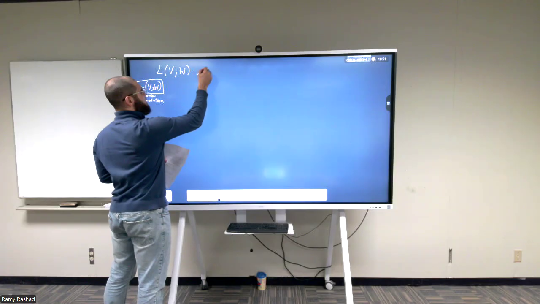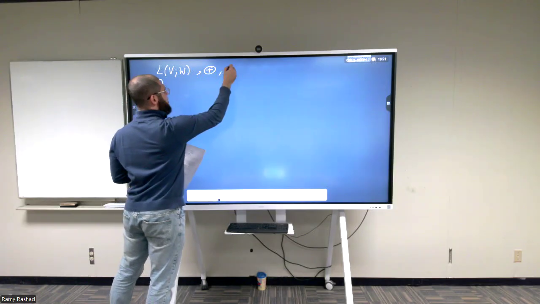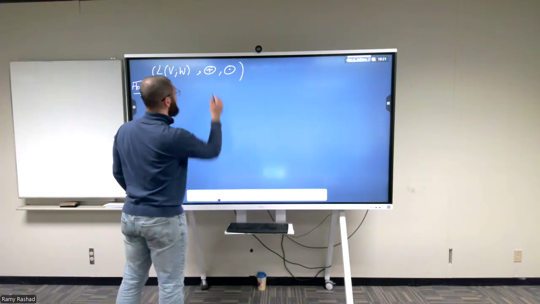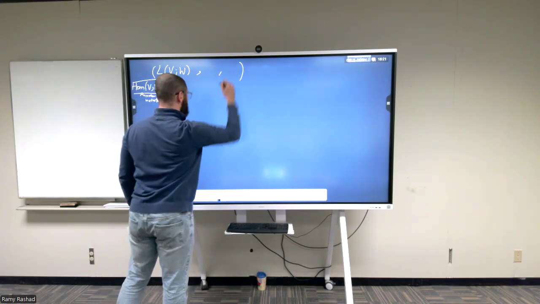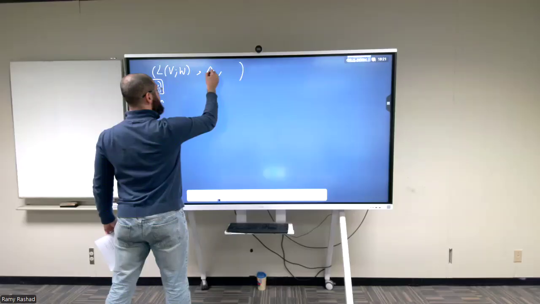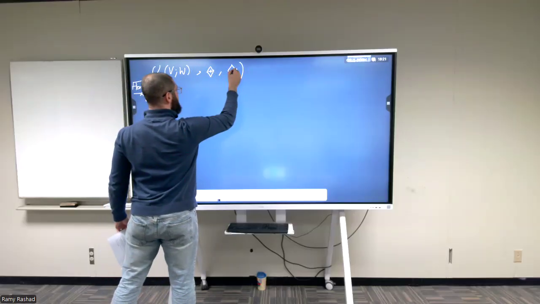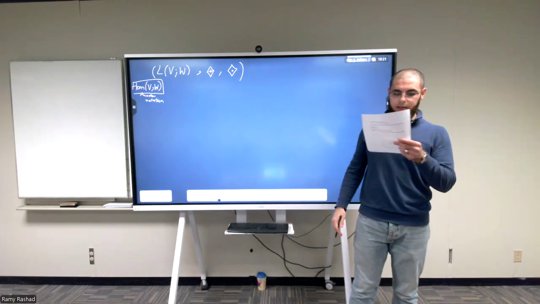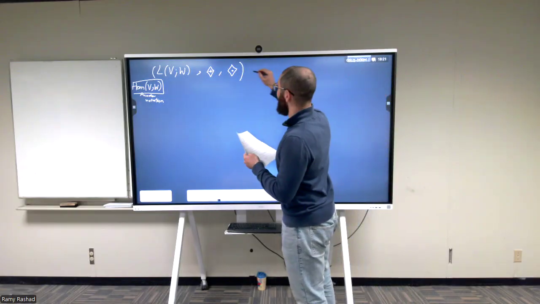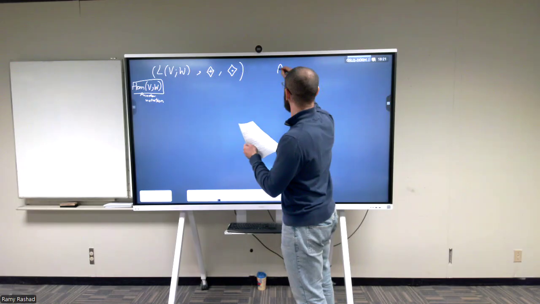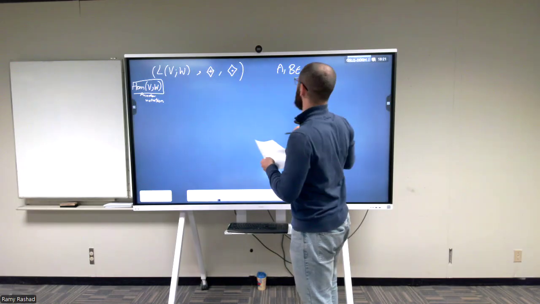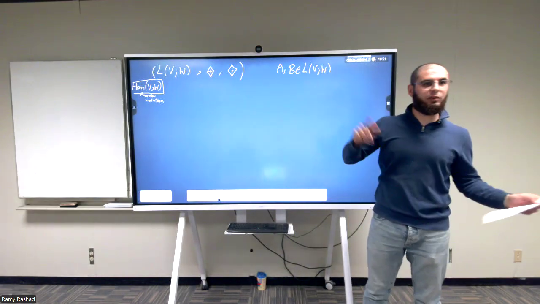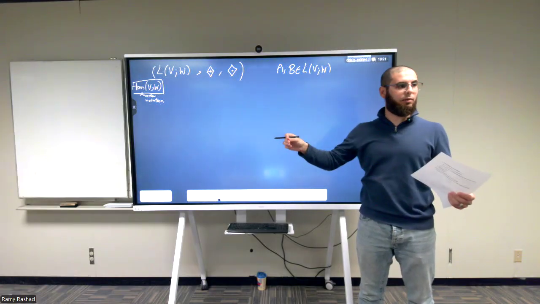And I can give it some plus and some multiplication. So that you don't get confused, this is a new plus, and this is a new multiplication. They have nothing to do with what we had before. And I can define it like this. Recall that A and B can be in this set, in L(V, W), which means A on its own is a map from V to W, and B on its own is a map from V to W.